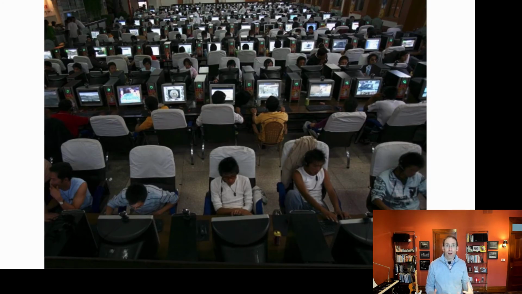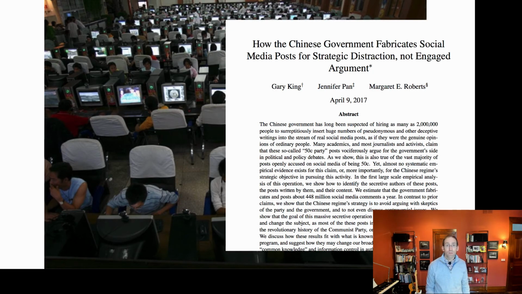While we often think of disinformation or information manipulation campaigns as being automated, in many cases they might be just large groups of humans. Here's an example and a study about the so-called 50 Cent Party in China, where the government pays citizens to fabricate social media posts to create various kinds of distraction or other types of manipulation campaigns.